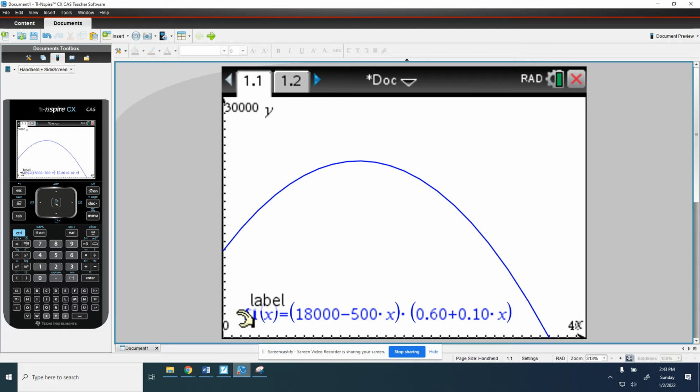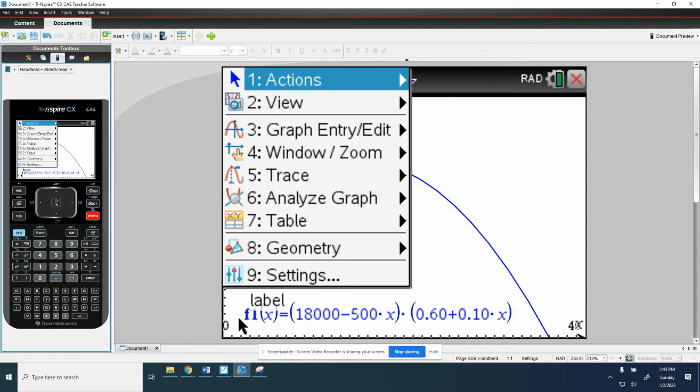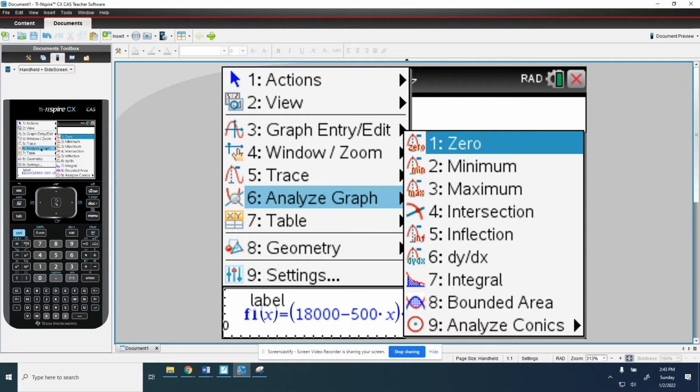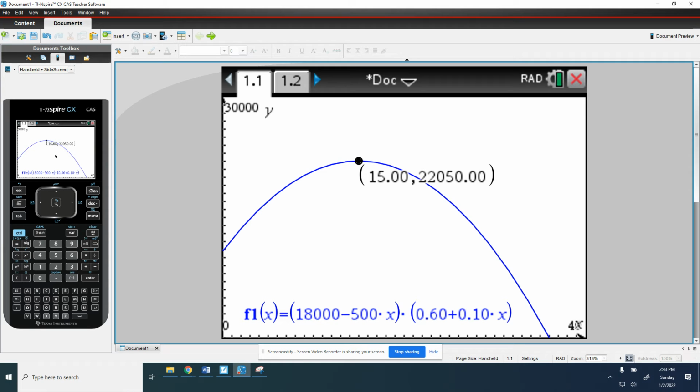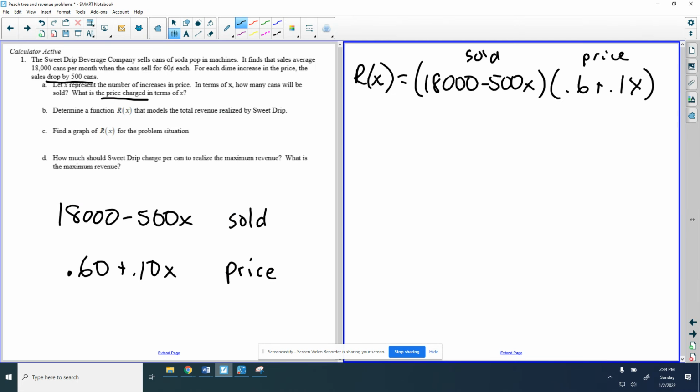And now what I want to do is find the maximum. So I'm going to figure out the maximum of my graph. I go to the left of the maximum, to the right of the maximum, and I did a fix 2 because I wanted dollars and cents. In this case, it's a perfect dollar amount. The best thing I could do for my revenue is to make 15 increases in price. 15 increases in price. Whee! And if I did, that would give me $22,050 per month. 15 increases in price. So how much should they charge?